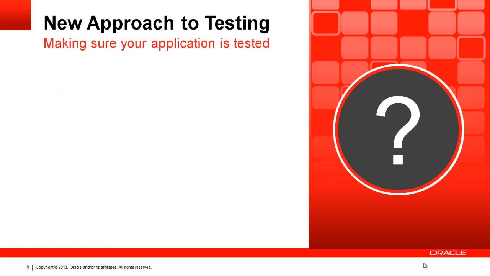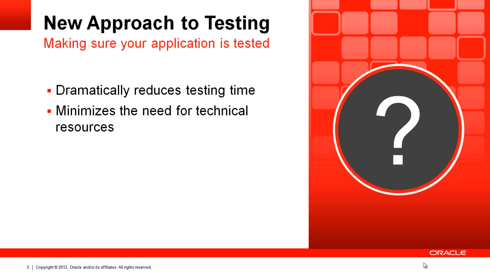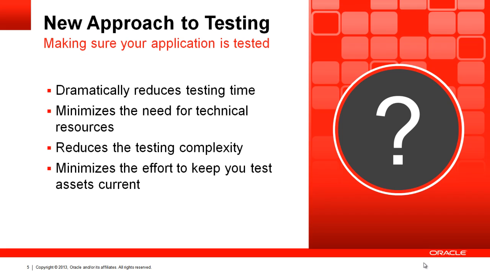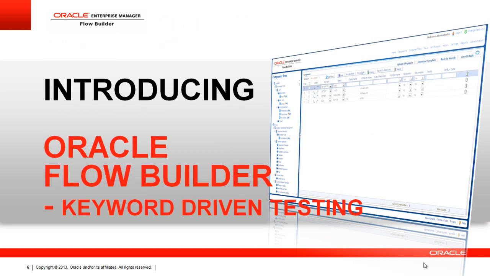Oracle introduces a new approach to test Oracle eBusiness Suite applications. It helps to dramatically reduce testing time. It minimizes the need for technical resources to create the test automation. It reduces the testing complexity, and it minimizes the effort to keep your test automation scripts current and up to date. We are introducing Oracle Flow Builder, a keyword-driven testing framework.